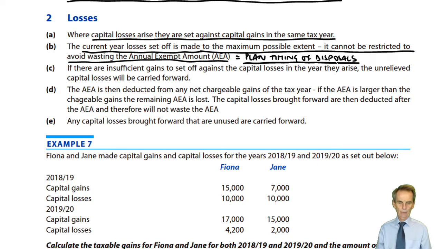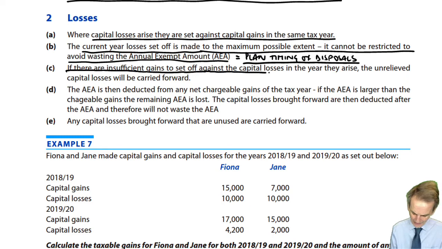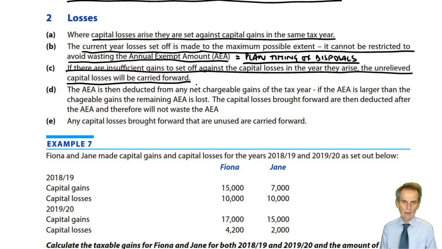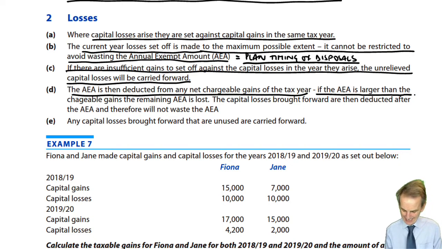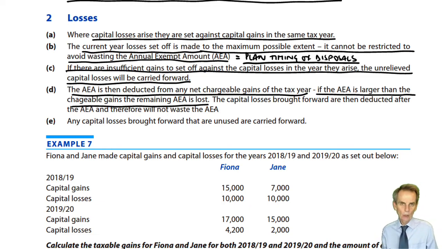Well, let's just remind ourselves about what would happen if in a tax year you had net losses. In my example, what would simply be a loss of £8,000? If there are insufficient gains to set off against the capital losses in the tax year they arise, then the unrelieved capital losses will be carried forward. The AEA is then deducted from any net chargeable gains of the tax year. If the AEA is larger than the chargeable gains, the remaining AEA is lost. An AEA exists for each tax year, use it or lose it.